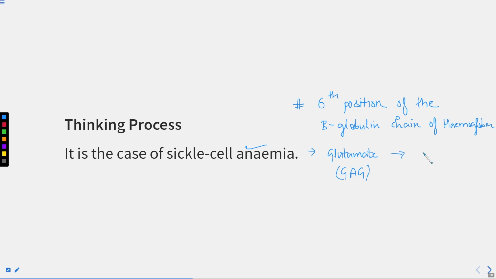This glutamic acid or glutamate is converted into valine due to single nucleotide polymorphism, and valine is represented by GTG. So you can see the change here, from GAG it becomes GTG. Single base pair change, single nucleotide polymorphism. So because of this, what happens? The shape of the erythrocyte becomes sickle shaped, because glutamate is a charged molecule, whereas valine is not charged, it is hydrophobic, and because of this, the erythrocytes become sickle shaped.